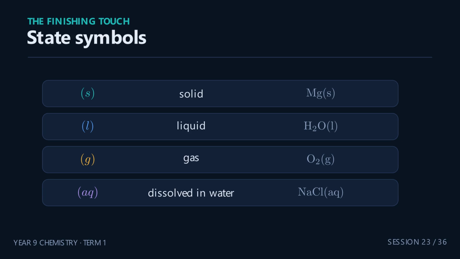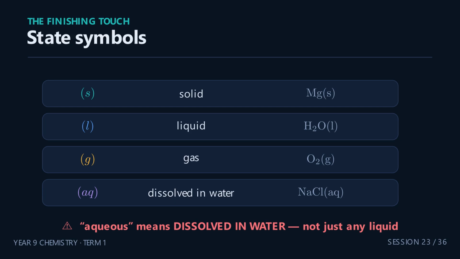Here's a trap to avoid. Aqueous does not just mean liquid. It specifically means dissolved in water. Molten metal is a liquid, but it's not aqueous. Get that distinction right and you'll never lose that mark.